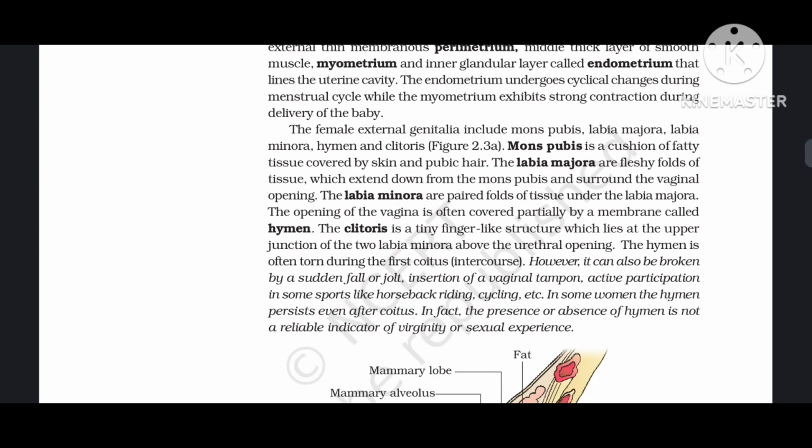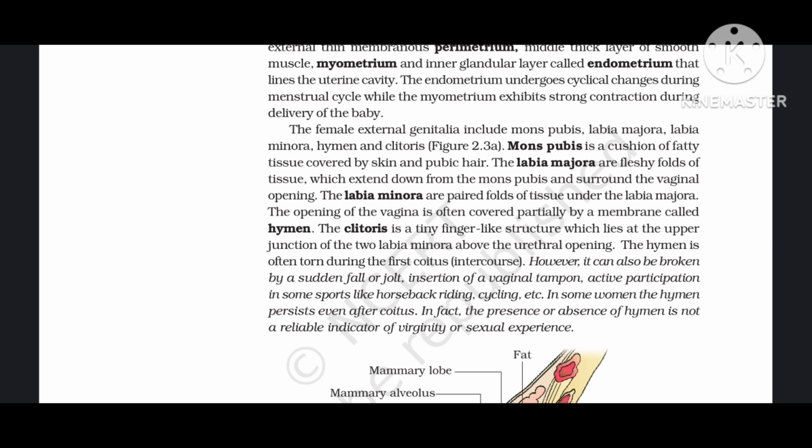The uterus is single and is called womb. The shape of the uterus is like an inverted pear. It is supported by ligaments attached to the pelvic wall. The uterus opens into vagina through a narrow cervix. The cavity of the cervix is called cervical canal, which along with vagina forms the birth canal.